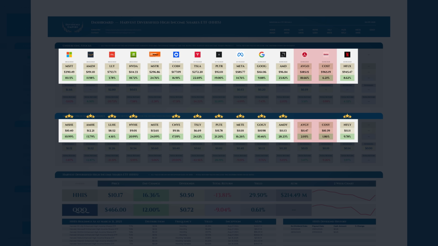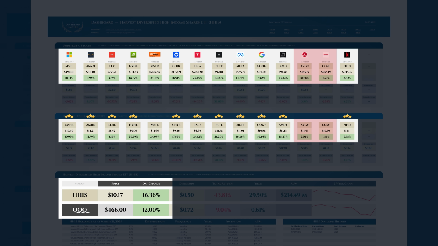And because of these big gains in the underlying ETFs, HHIS also saw a 16.36% gain compared to QQQ's 12% gain. I was actually still using QQQ at this point in time for comparison, which is actually the USD version of the Nasdaq index. So HHIS would have actually outperformed by an even greater amount if I had used QQC instead. All in all, the fund managers at Harvest did a great job with capturing most or even more of the upside on this single historic day for many of these ETFs.